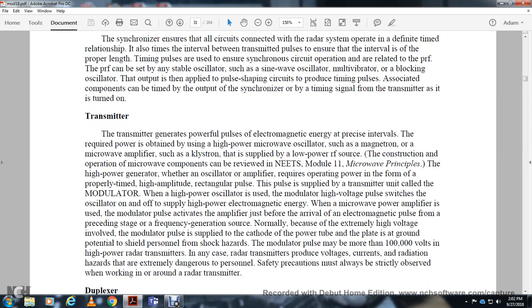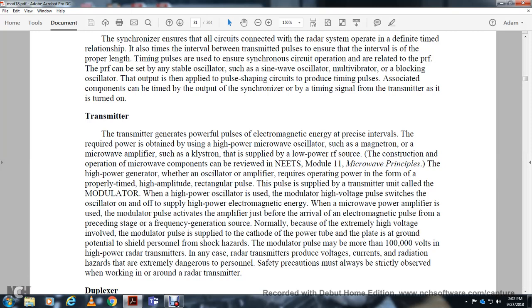The transmitter generates powerful pulses of electromagnetic energy at precise intervals. The required power is obtained with a high-power microwave oscillator such as the magnetron, or with a microwave amplifier such as the klystron, which is applied with a lower-power radio frequency. The construction and operation of microwave components can be reviewed in NEETS Module 11. The microwave generator, whether an oscillator or amplifier, requires operating power in the form of properly timed, high-amplitude rectangular pulses, supplied by the transmitter circuit called the modulator.